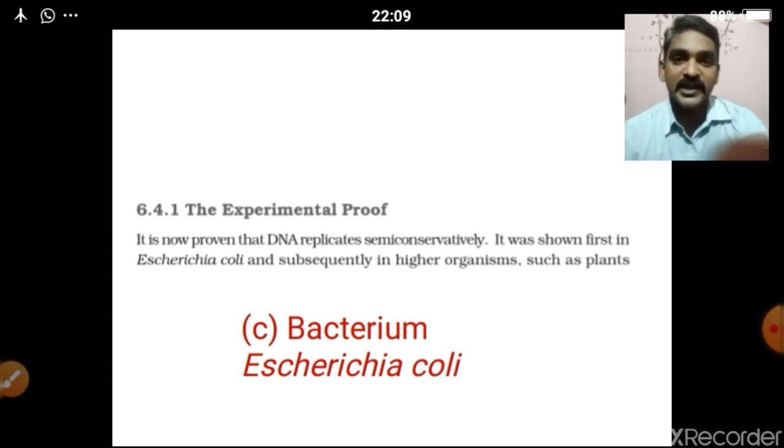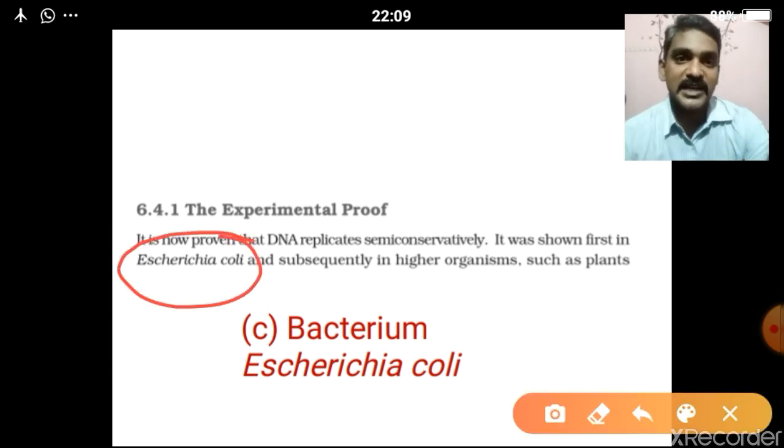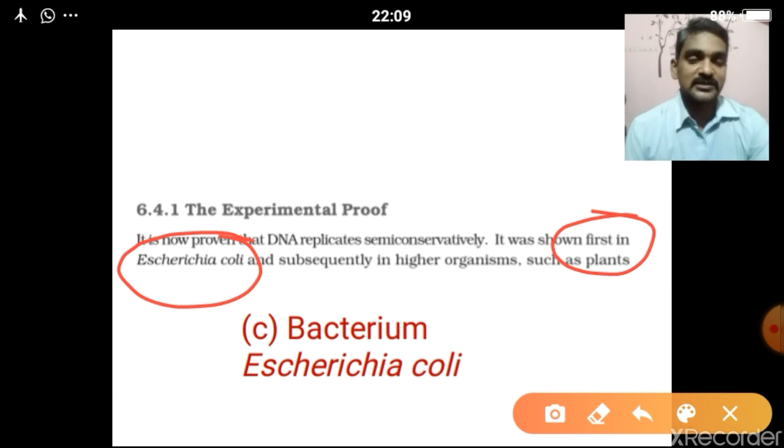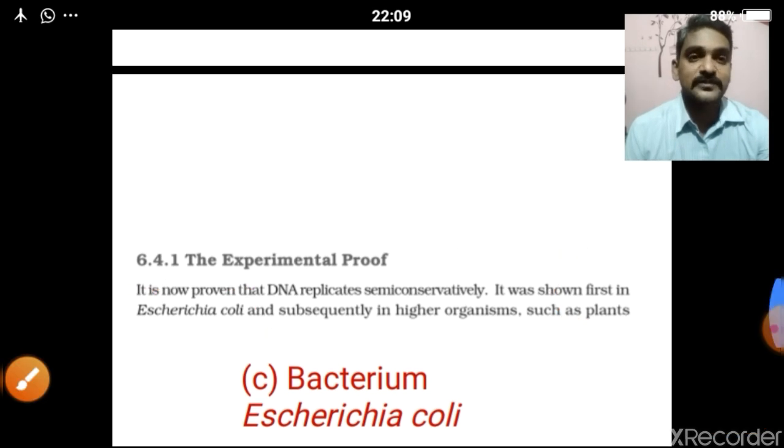It was given in E. coli. E. coli is the bacterium. So bacterium only first, that was the first experimental proof for the semi-conservative replication. So bacterium is the answer.